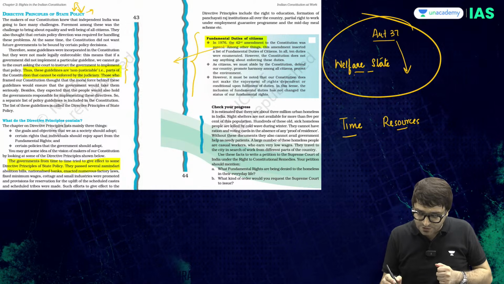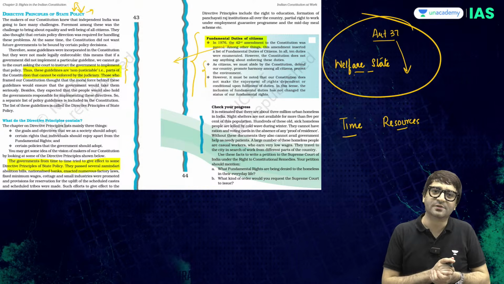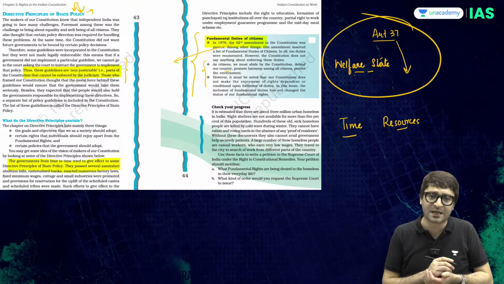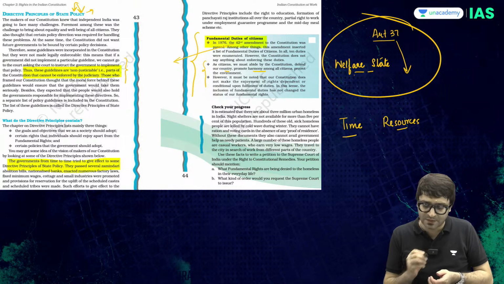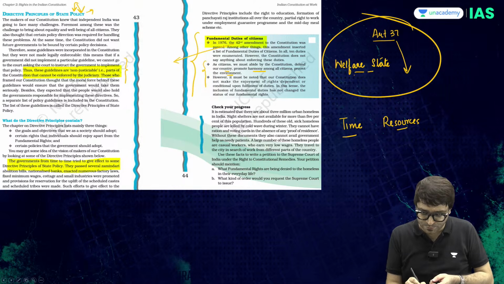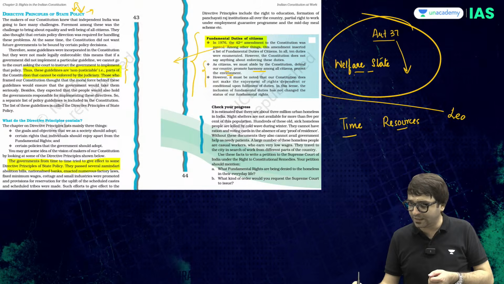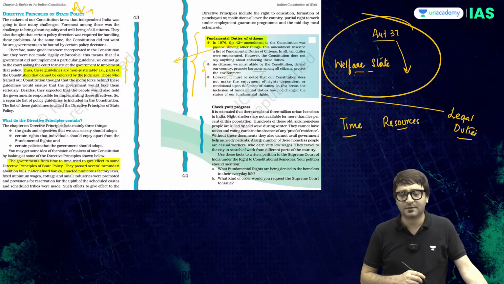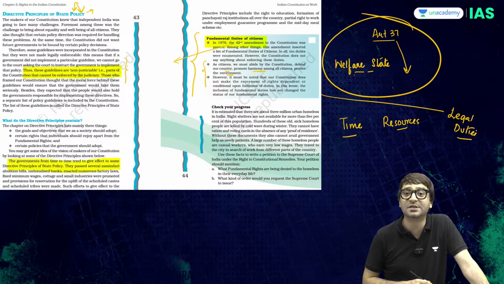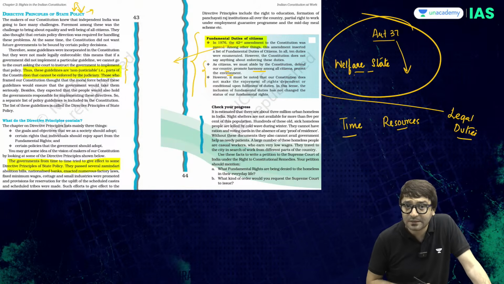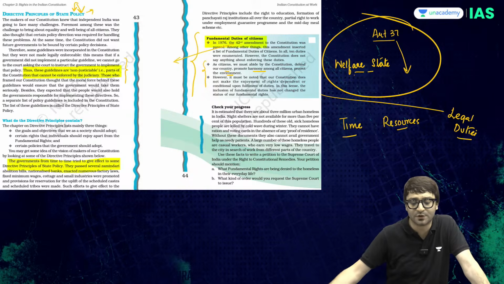And what are these duties? We must abide by the Constitution. We must defend the country. We must promote the harmony amongst all citizens. We must protect the environment. But these are not legal duties. Legal duties in the sense, even if you don't follow it, the Constitution does not prescribe what is the punishment that you will get if you do not follow these fundamental duties.